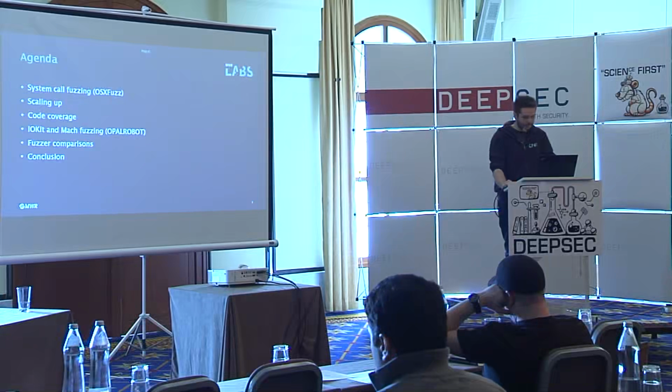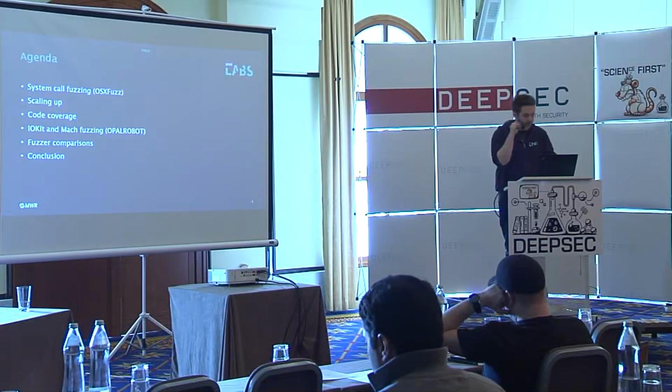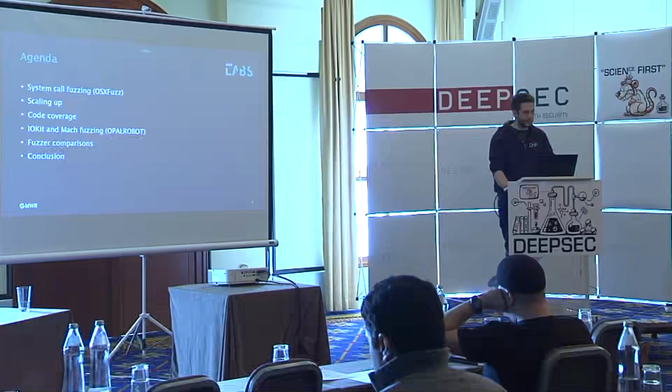So quick agenda. I'm going to go through our system call fuzzer, OSX fuzz, which we recently open sourced the framework for. We're going to talk about how we approach scaling up our fuzzing efforts, our code coverage as well, and how we've started looking at implementing code coverage into the fuzzer. And then Alex is going to talk about IOKit and mesh fuzzing and Opal robot. And then talk about some comparisons between the two different fuzzers, and then just some conclusions and brief chat about some of the bugs we found towards the end.